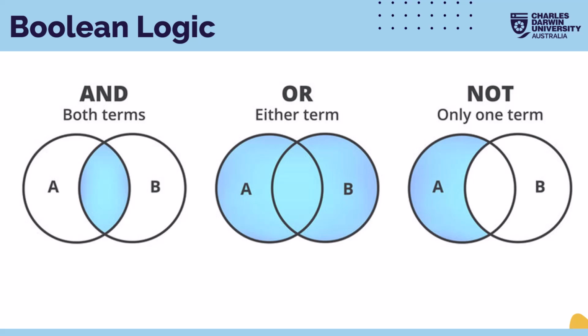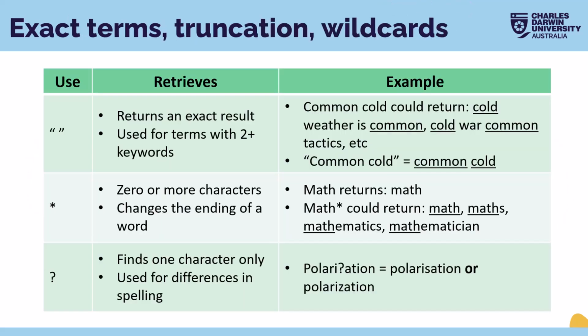For example, First Nations AND health will look for articles that will have both of these terms. Use the word OR to search for either term. For example, First Nations OR Aboriginal Australians. Use the word NOT to only search for one term. For example, forestry NOT farming. To build a more complex search, use exact terms, truncation, and wildcards.